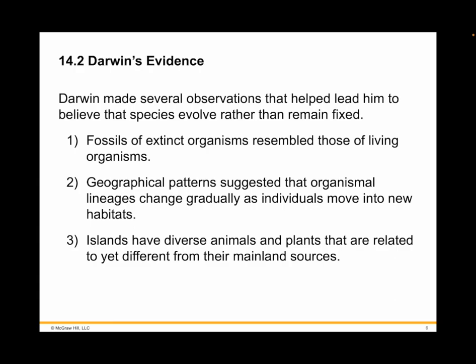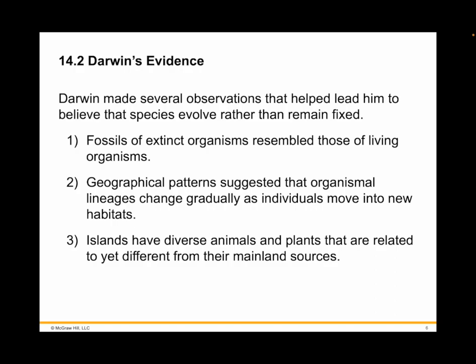When the HMS Beagle set sail, Darwin was fully convinced that species were immutable, meaning that they were not subject to being changed. Indeed, it was not until 2 or 3 years after his return that he began to seriously consider the possibility that they could change. Nevertheless, during his 5 years on the ship, Darwin observed a number of phenomena that were of central importance to him in reaching his ultimate conclusion.